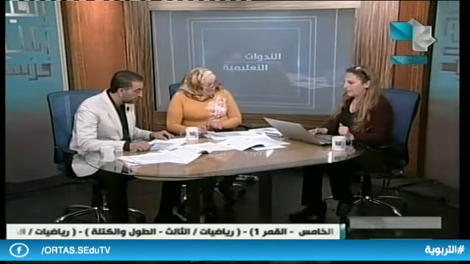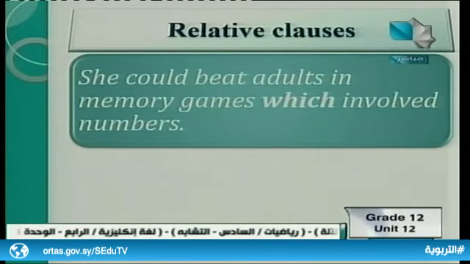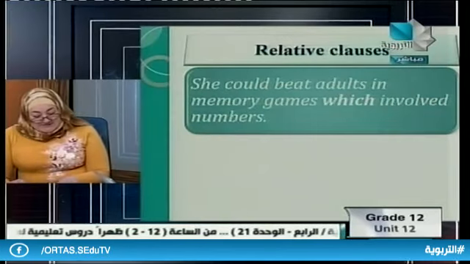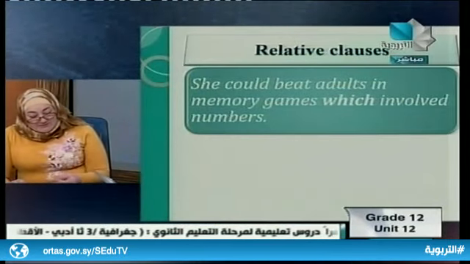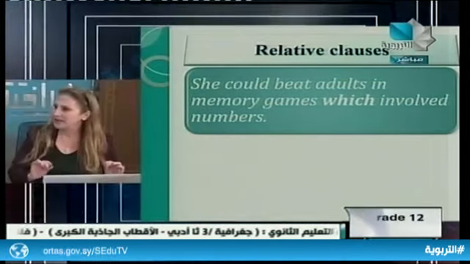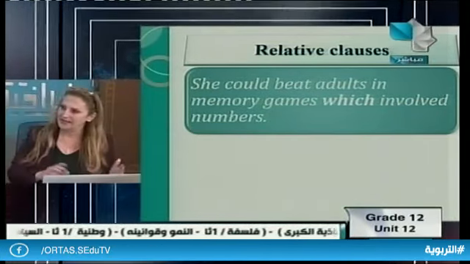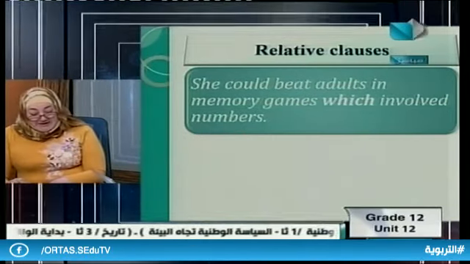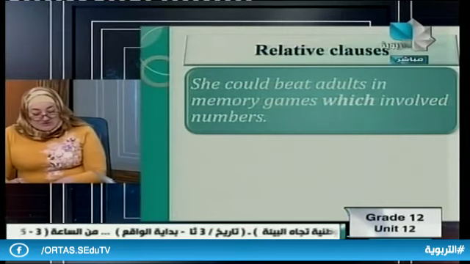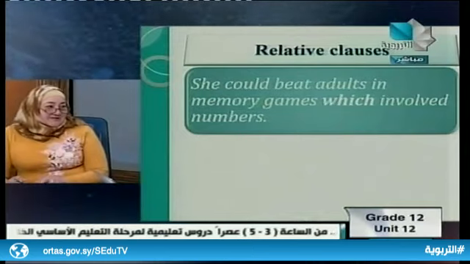Can I give you an example of a relative clause? She could beat adults in memory games, which involved numbers. Now, "which involved numbers" is the relative clause, beginning with the connector or the relative pronoun "which". Which connects the clause with the sentence. And there is something very important about relative clauses: they usually come after the noun they describe. So here, which refers to games. It should be directly after the noun it describes.